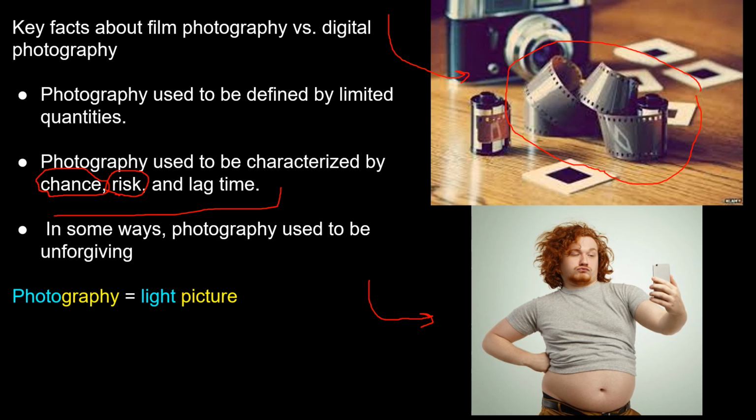So film photography used to be unforgiving. It's not anymore. It's incredibly forgiving. You don't like the picture you took of your dog, you can take 8 more of them until you get it right. You still don't like it, you can edit the crap out of it. So those are the key differences between film photography and digital photography. Oh, and I have this down here. Photography basically means, photo means light, and graphy means picture. So photography is literally a light picture. It is a recording of light, and we will see how that happens in the next slide.